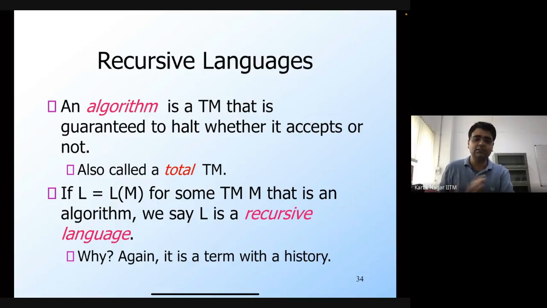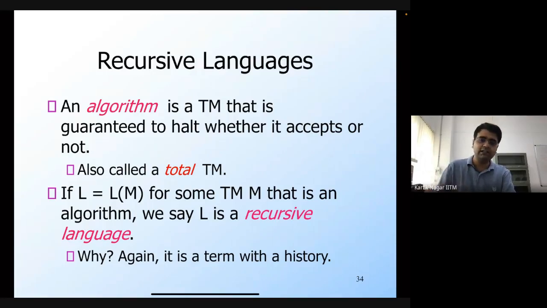So the set of recursive languages is a subset of the set of recursively enumerable languages, because any recursive language is a recursively enumerable language. After all, it is defined by a Turing machine. That's why it's a recursively enumerable language. But there are languages which are recursively enumerable but not recursive, which means that they are defined by Turing machines which will loop for some input. So they won't halt. They're not guaranteed to halt for every input.